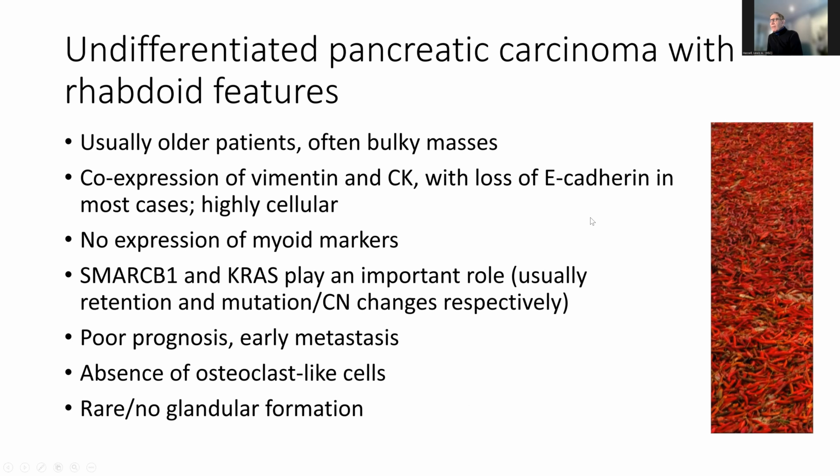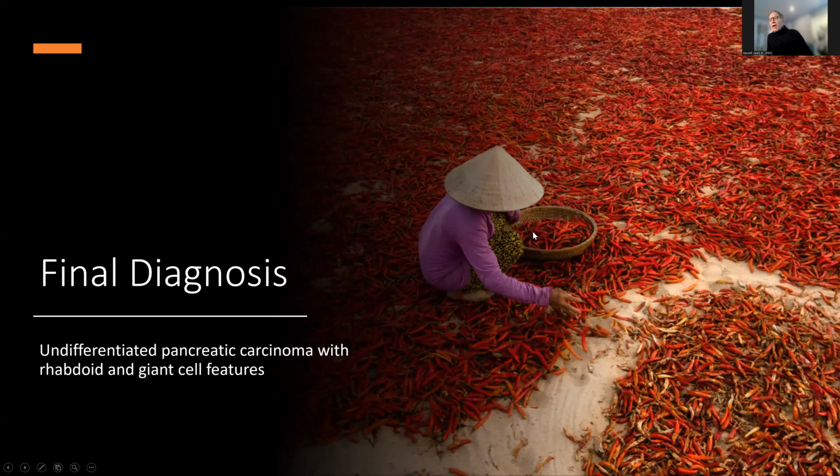So in summary then, our final diagnosis was undifferentiated pancreatic carcinoma with rhabdoid and giant cell features, in this case with retention of INI1, and most likely by virtue of the association with similarly reported cells, probably a KRAS mutation related sort of lesion. Of course, many pancreatic carcinomas have a variety of mutations, and these will tend to accumulate as you get further along the neoplastic degeneration line.